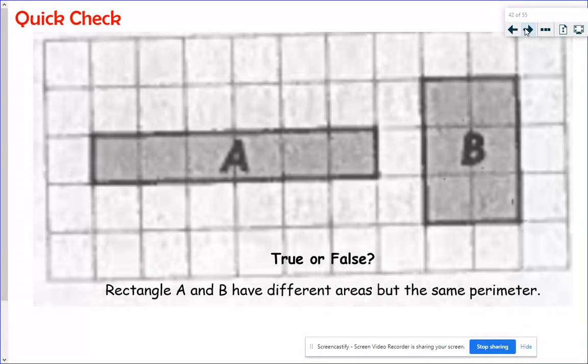True or false? Rectangle A and B have different areas but the same perimeter.